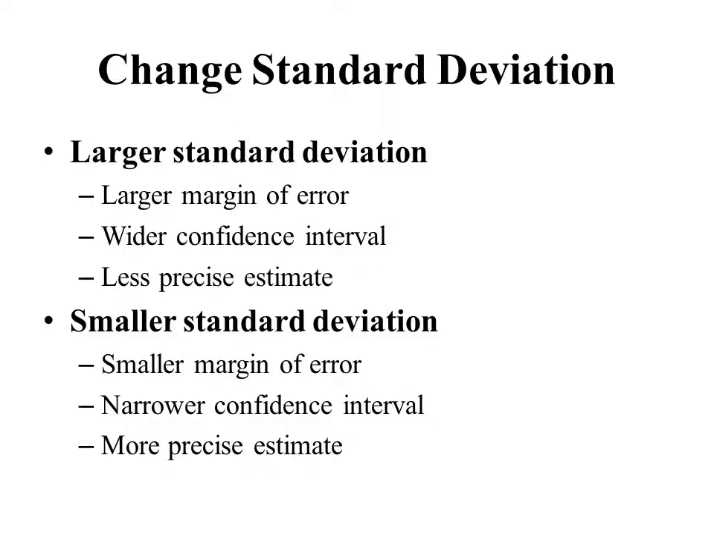And so what this illustrates is that if we have a larger standard deviation, we get a larger margin of error, which is going to correspond to a wider confidence interval, which means a less precise estimate. If we have a smaller standard deviation, we have a smaller margin of error, a narrower confidence interval, which means a more precise estimate. So ideally, we'd want a set of data with a small standard deviation so that we get a more precise estimate.